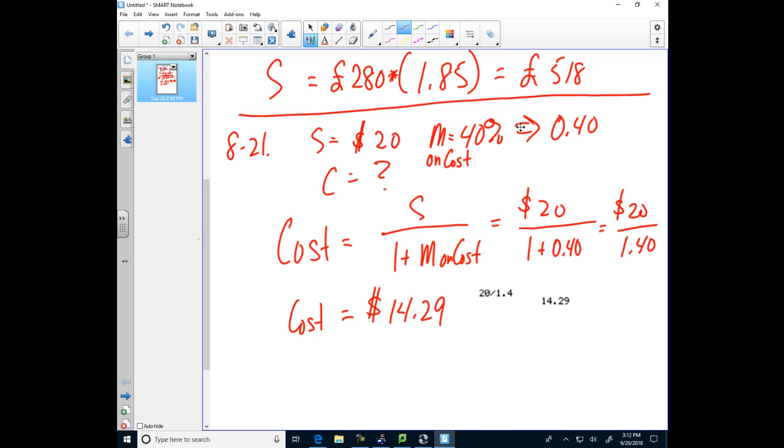Okay? So, this is kind of one of the keys to solving problems. Write down what you got, what you're looking for, and go look for a formula or a relationship. That's all a formula is. It just tells you the relationship between things. Okay?